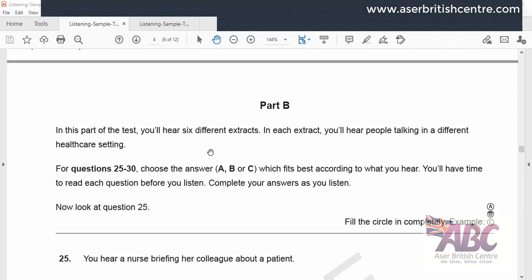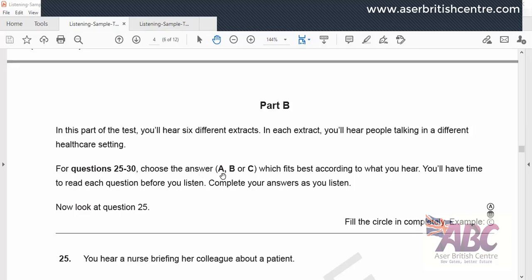In this part of the test, this time you will have 6 different extracts. So it's clear that we have another, more difficult part B than part A. In each extract, you'll hear people talking in different healthcare settings. For questions 25 to 30, of course, part B and part C are multiple choice questions. Part A is a sentence completion.